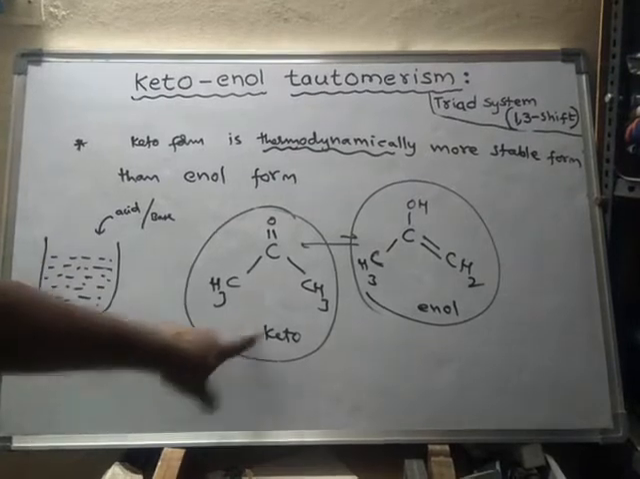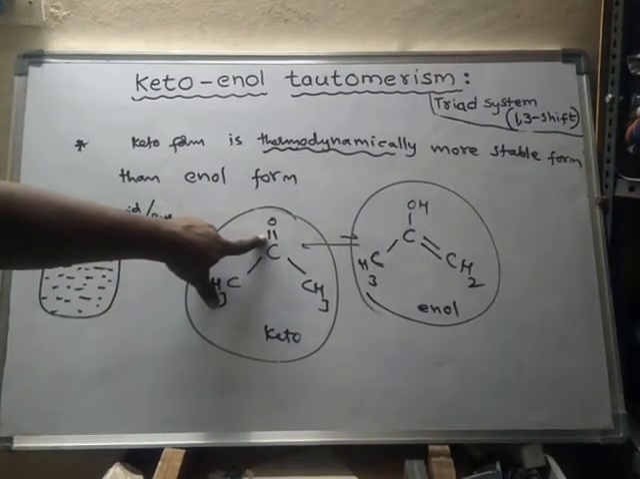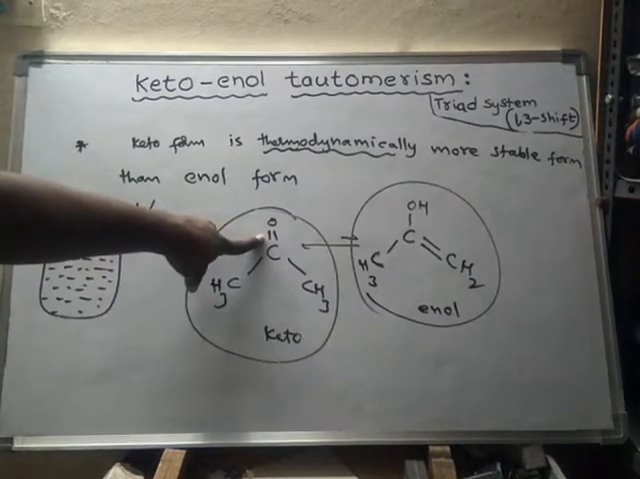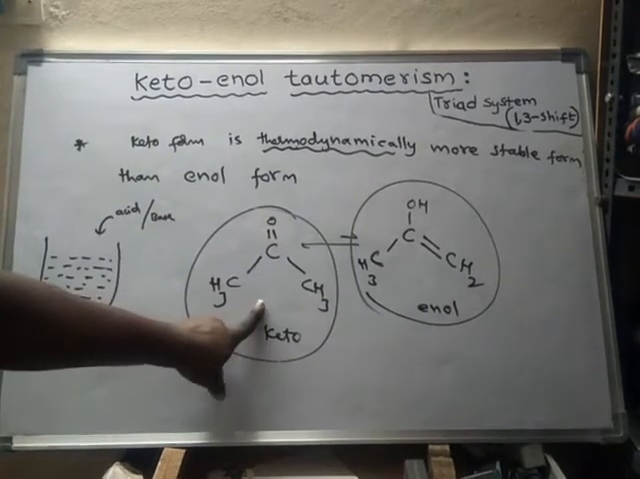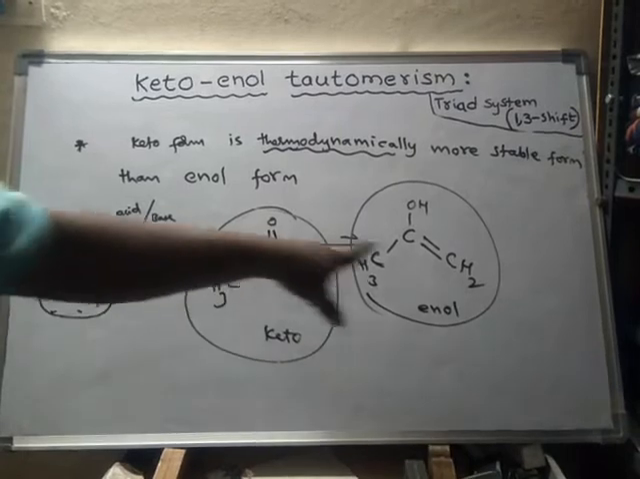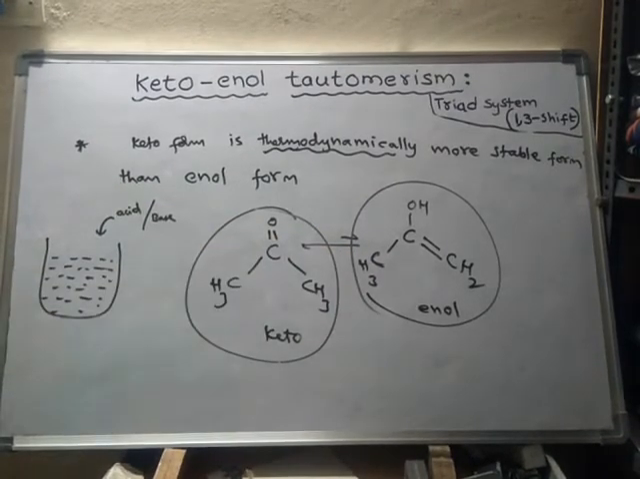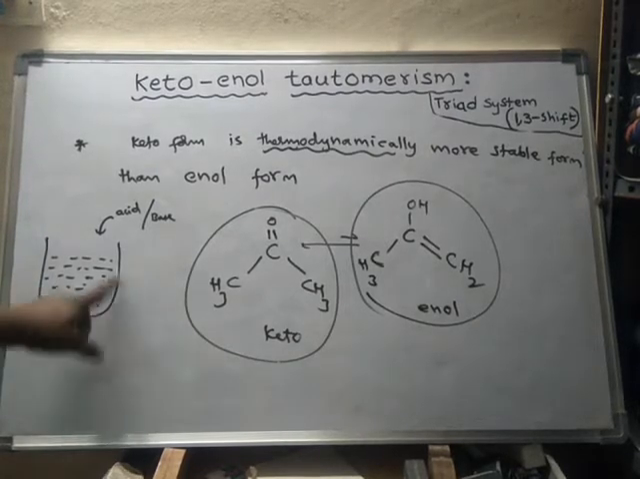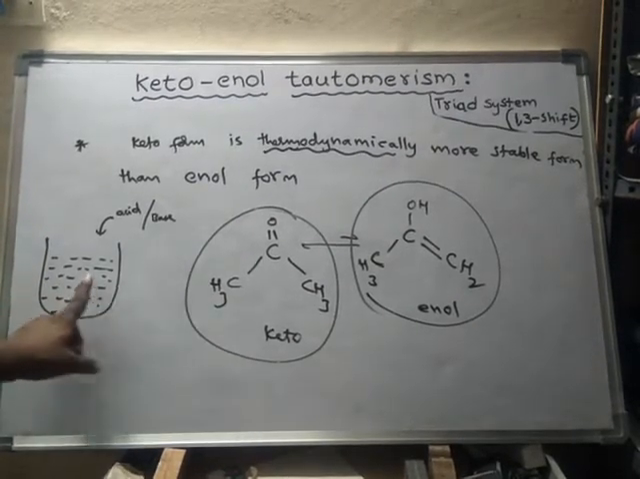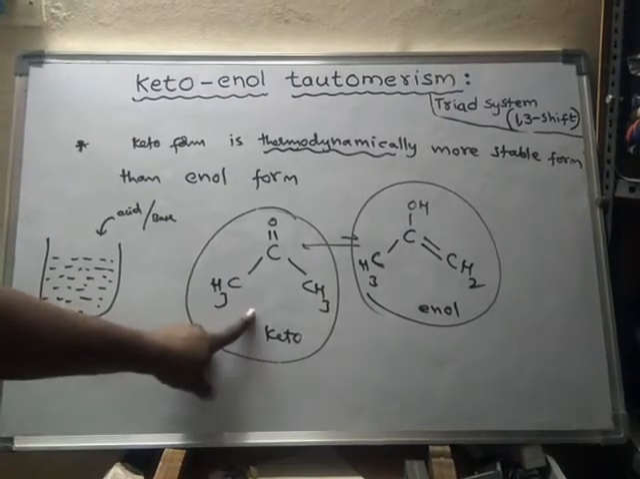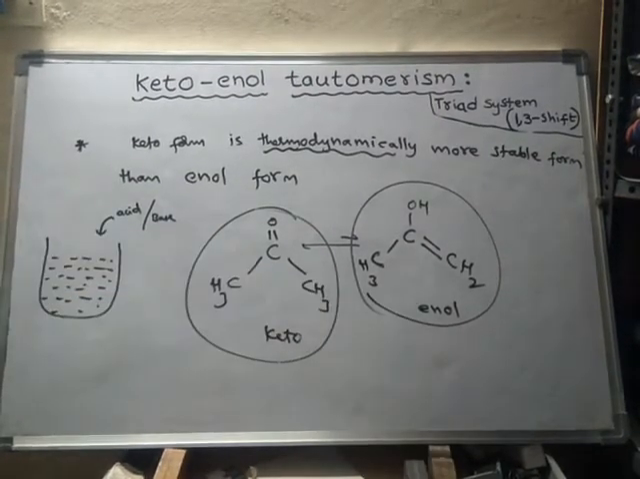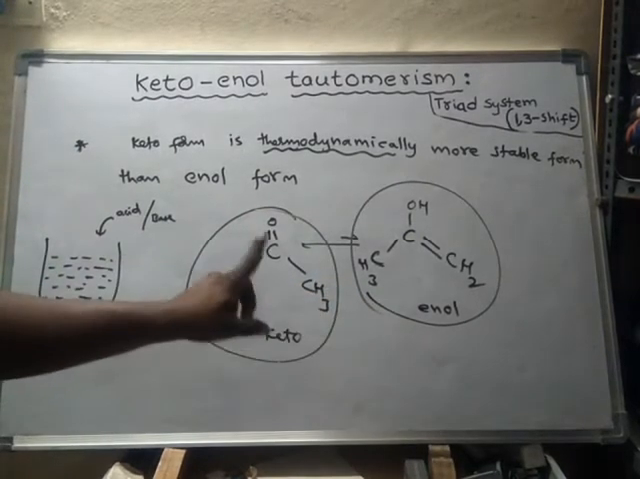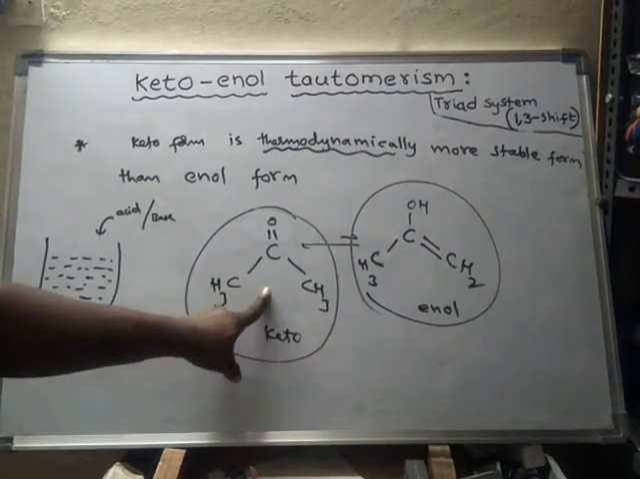Why? What is the reason? Because as this is more stable, it does not want to lose its stability. So it remains as it is, because it is more stable when compared to this one. Always remember that substances will try to be in the more stable form. That is why this substance will be in this form in large percentage when compared to this one.